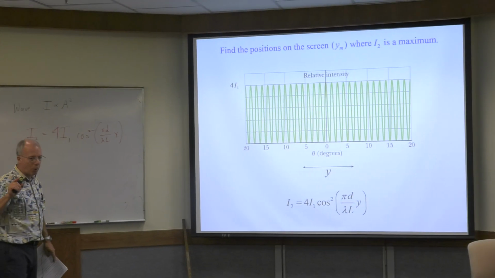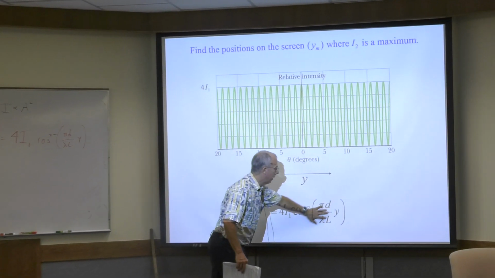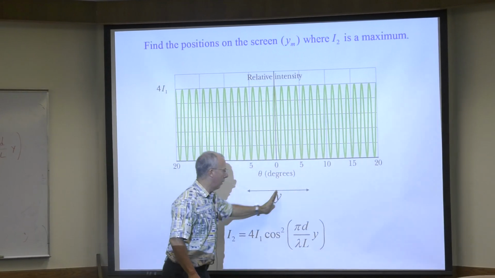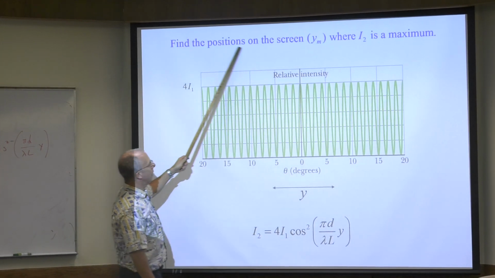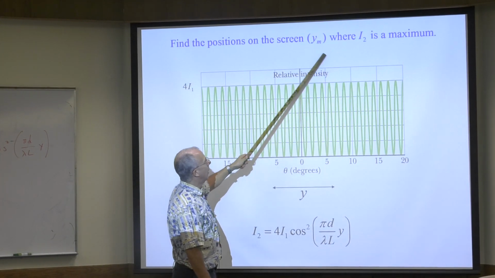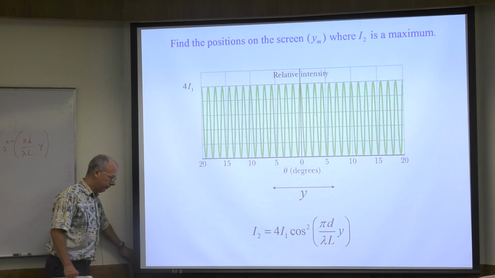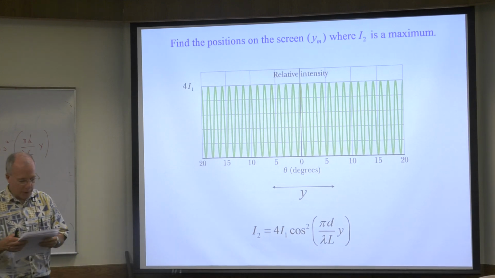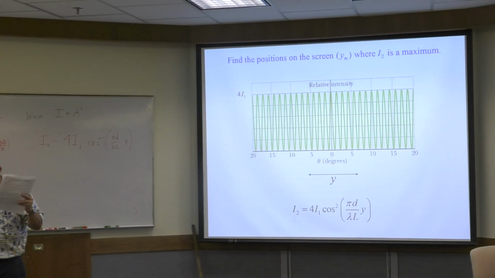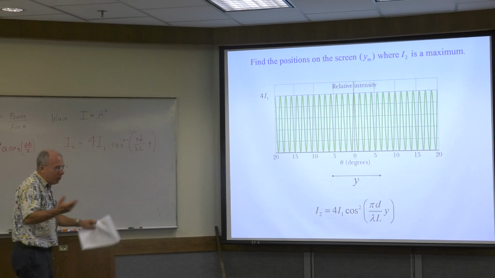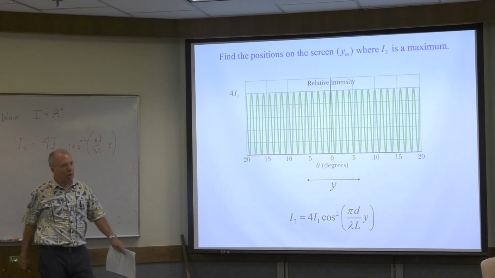So what I'd like you all to do, please, is use this equation, and this is y, and find the positions on the screen, ym, where I2 is a max. So just use that equation and figure out for what values of y you get a max. Again, this is something you have to do. This is what you're going to be doing on your homework and your exam, so you've got to do it. Don't just watch me do it. Okay, so pause your video and figure it out.